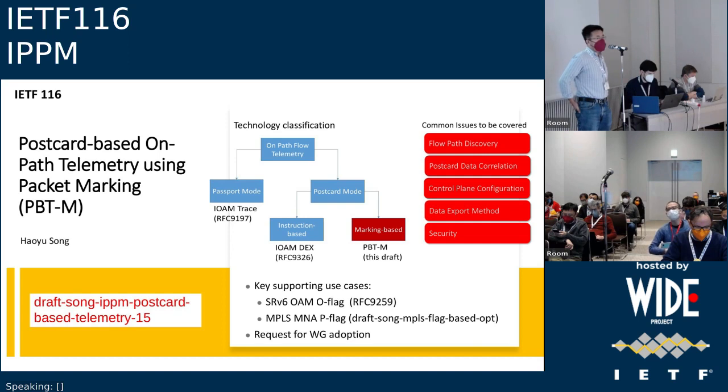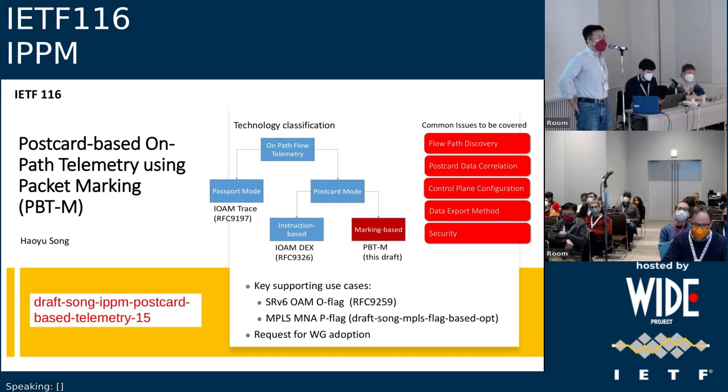We just need a single bit worth of information to trigger the telemetry data collection at each node on the packet path. So the data can be collected by another postcard packet sent to some collector. Because of its simplicity, it has seen application in different network scenarios. For example, it's already adopted in SRv6 OAM in RFC 9259. It's specified as an O flag to trigger the telemetry data collection. And in another draft, we also propose to adopt it in the MPLS network action as a flag-based action, so only a single bit is used to trigger the data collection.